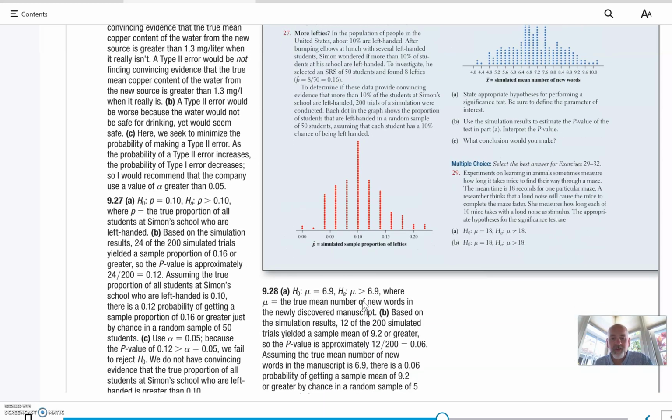Use the simulation results. What you want to do is figure out how many of the 200 trials were out here, and then figure out what the proportion is. That is your P value.